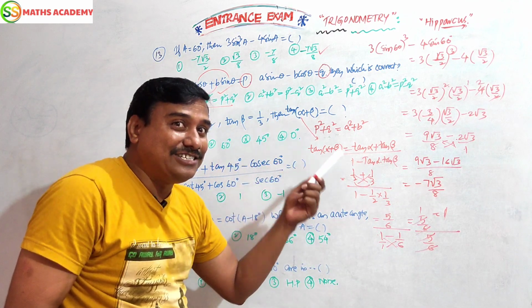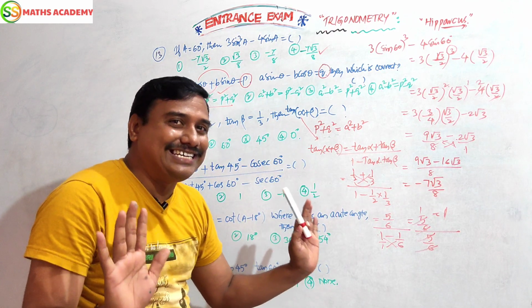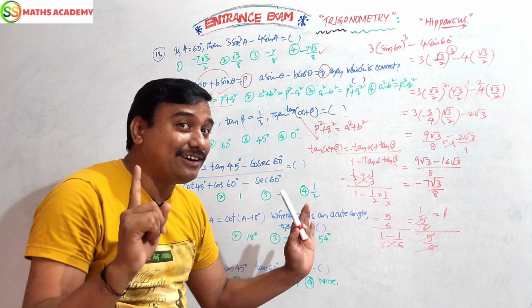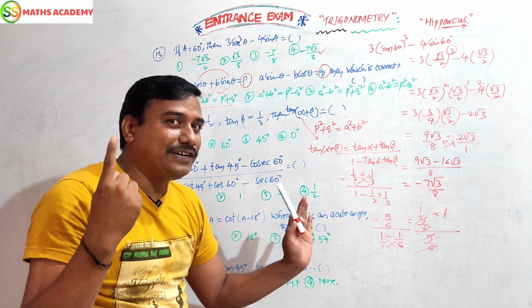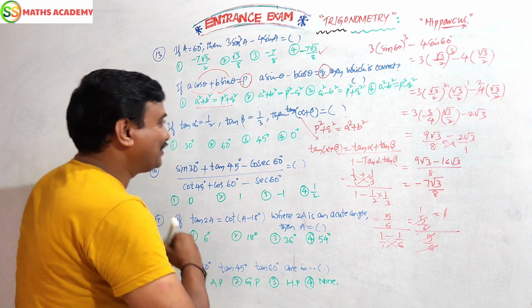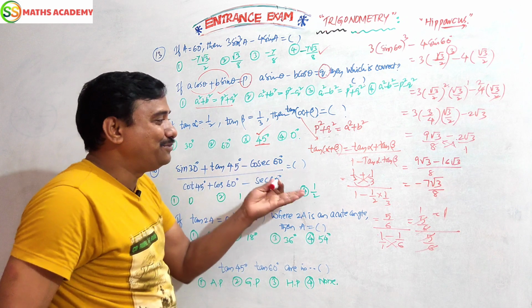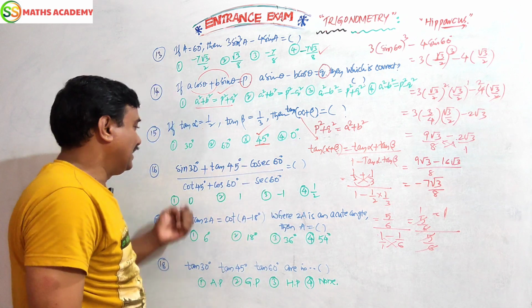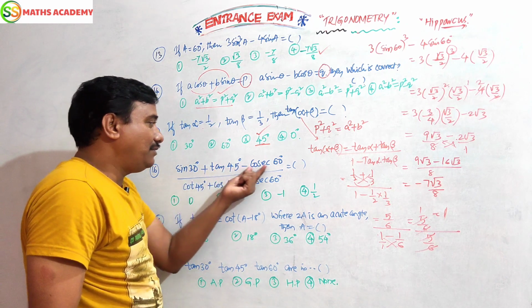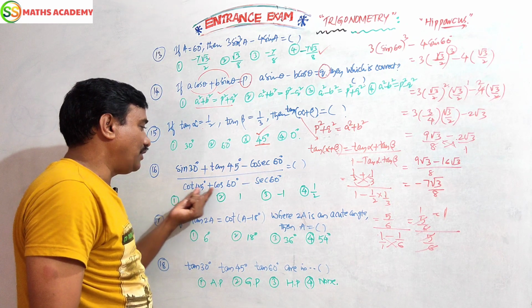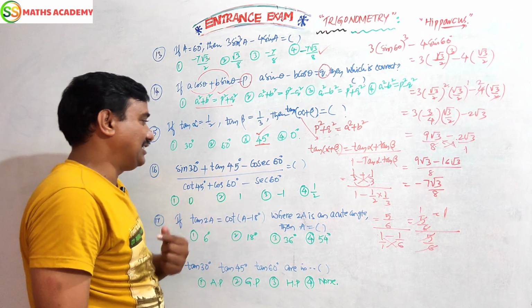1. But option 1 is not there. Oh, don't worry, dear children. In tan theta, when will 1 come? 45 degrees. Tan 45 is 1. So the answer will be this. What is the beauty of this question! Next: sin 30, tan 45, cosec 60, cot 45, cos 60, sec 60.